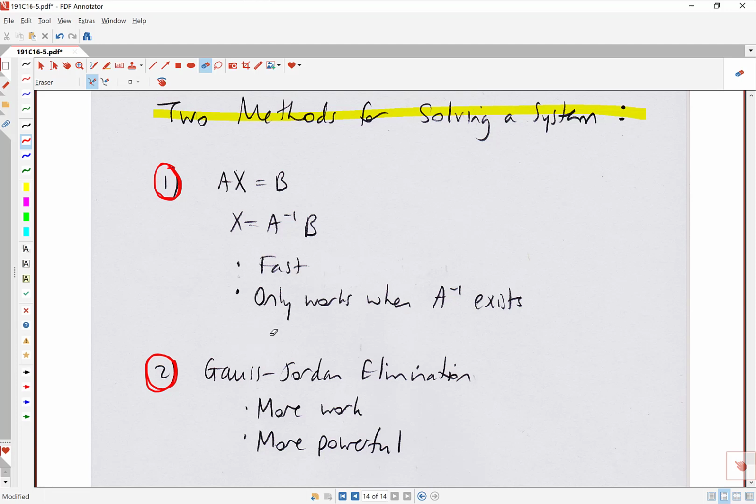So that's why we go into the slightly more complicated Gauss-Jordan elimination. The downside is that it is more work, but the upside is that it is more powerful.